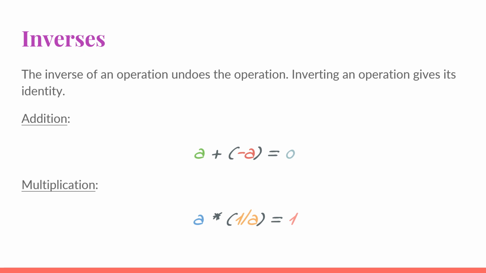Can you guess the inverse for multiplication? That's right. If you have any number multiplied by the inverse of that number, which is the division of that number, or 1 divided by a, we'll get the number 1, 1 being the multiplicative identity. Therefore, the inverse of multiplication is division and vice versa.